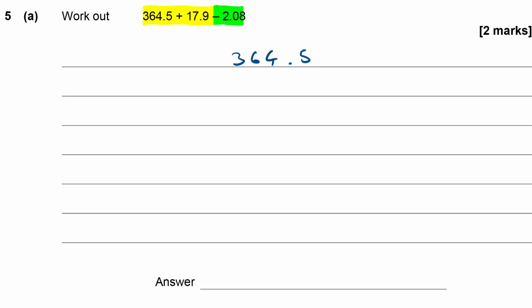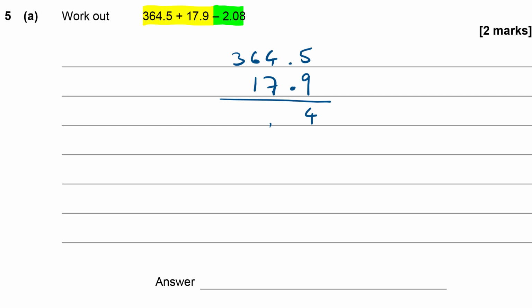When you're adding numbers, just make sure that you line them up correctly, so the decimal point needs to be in the same place. You can see I've got one decimal point under the other, and if you do that, it should be a good job. So 5 plus 9 is 14, so that's 4 carry 1.